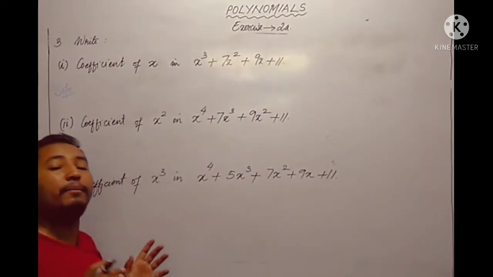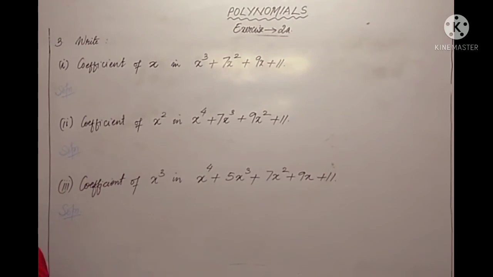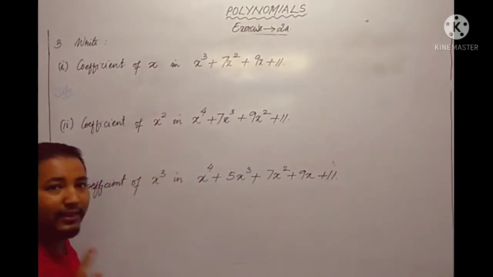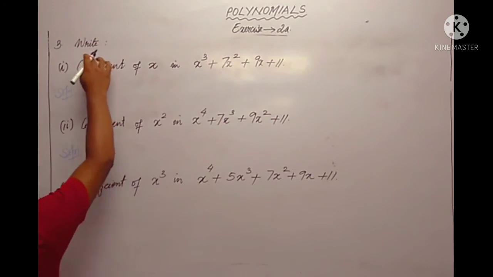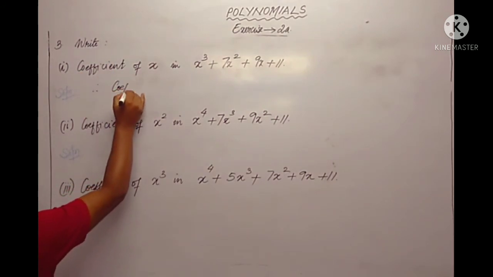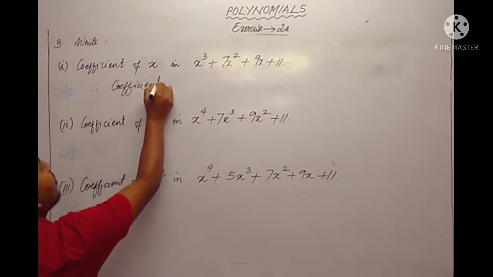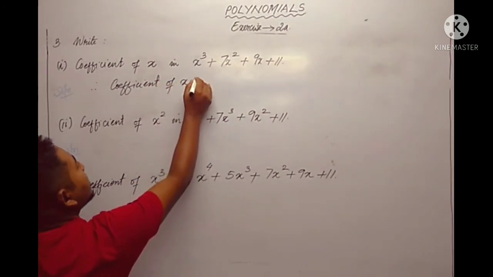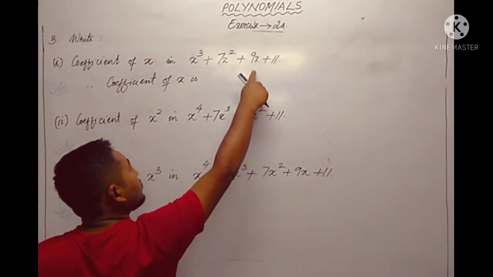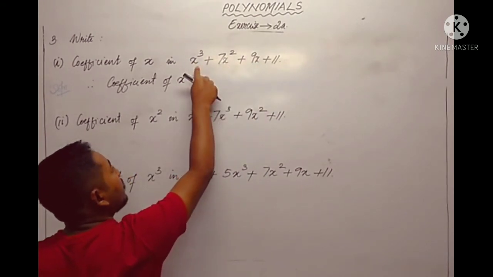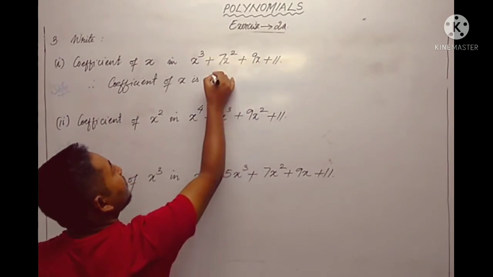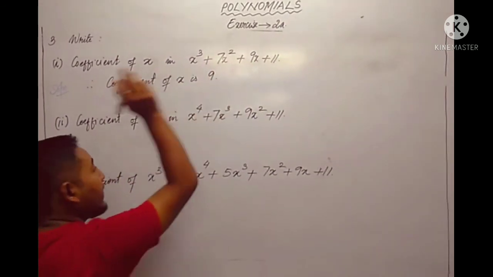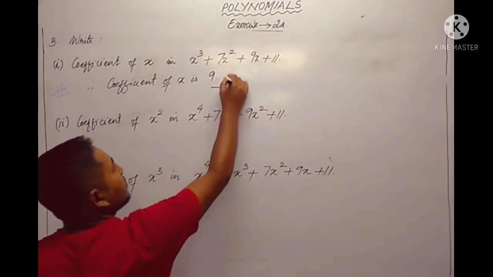So the coefficient means any number which is in front of any variable. That is called the coefficient. Now here, coefficient of x. We are asked the coefficient of x, not x squared or x cubed. So you write down the number which is in front of x, that is 9. So therefore the coefficient of x is 9. That is the answer. Finish.